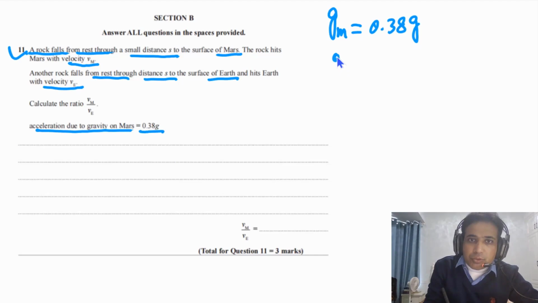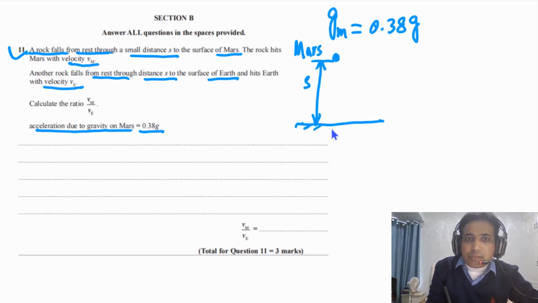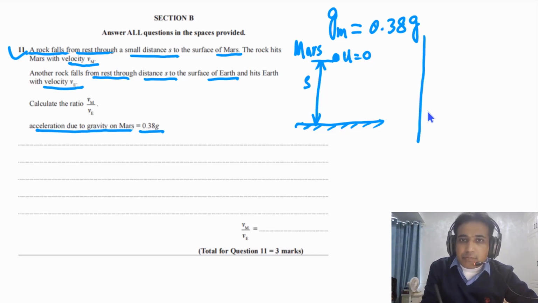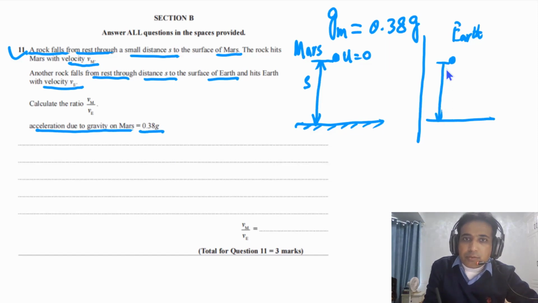So we have two situations. We can consider the first case where we have Mars. It is given to us the distance from the surface of Mars. This is s, and it is started from rest, so u is equal to 0. And the second case we have for our planet Earth. It also started from rest, so u here is equal to 0 as well. And the distance fallen is s.